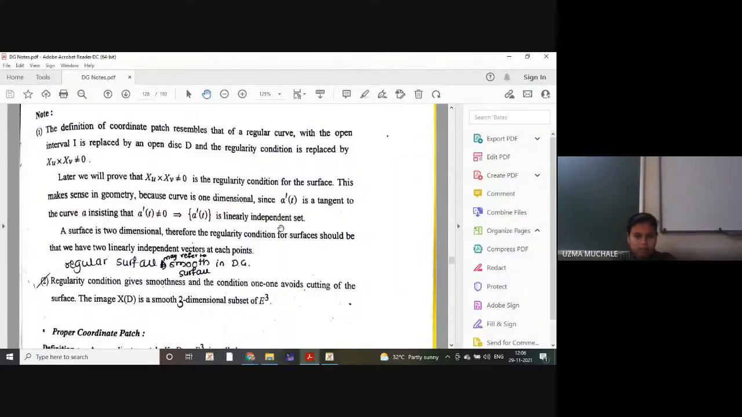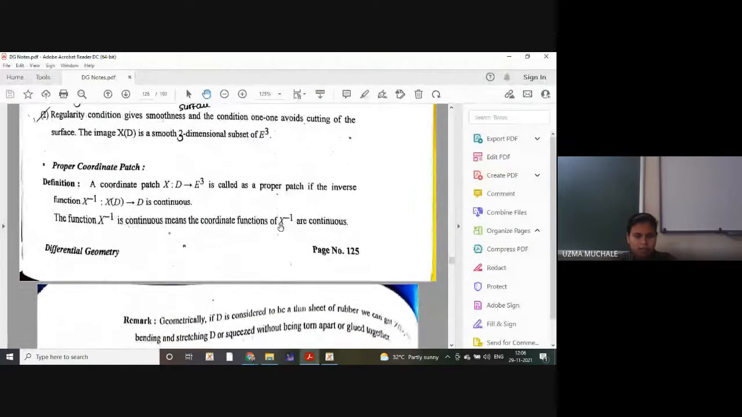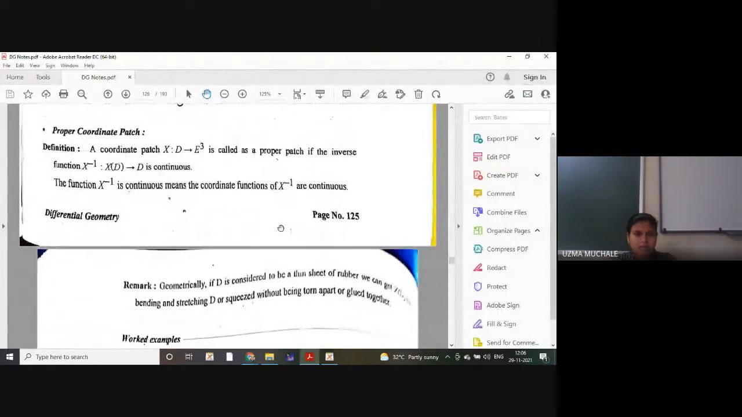Yes, any doubt? See, if you are having a doubt, please ask. Otherwise, you will not understand what is the definition of a surface. Because we have to combine these three definitions to study the definition of a surface. Okay?